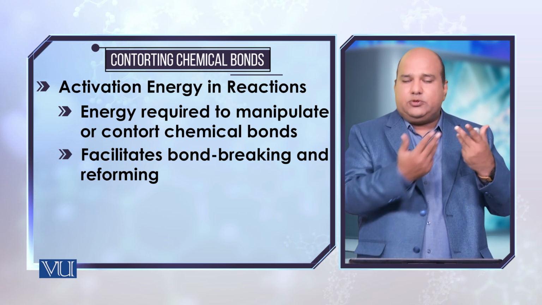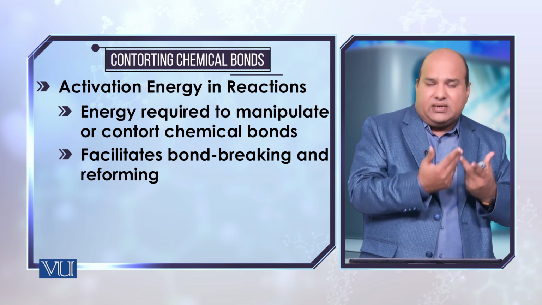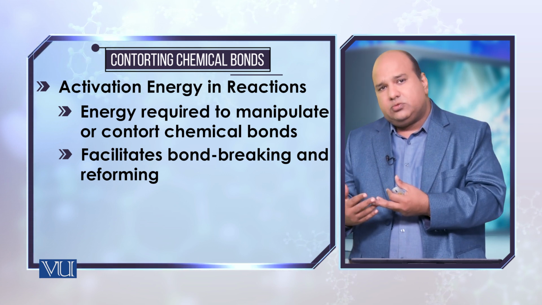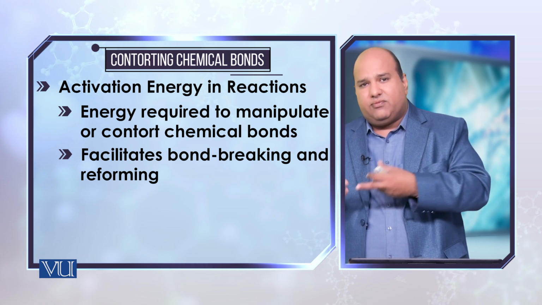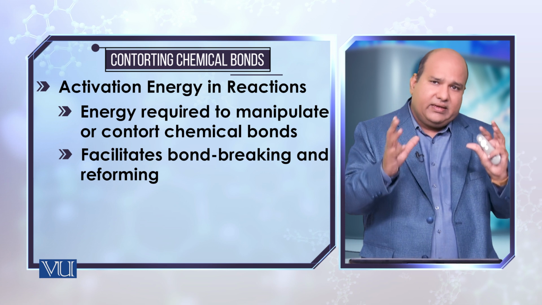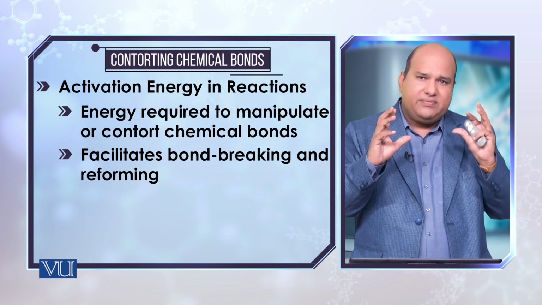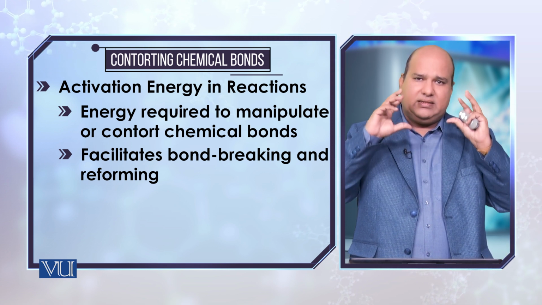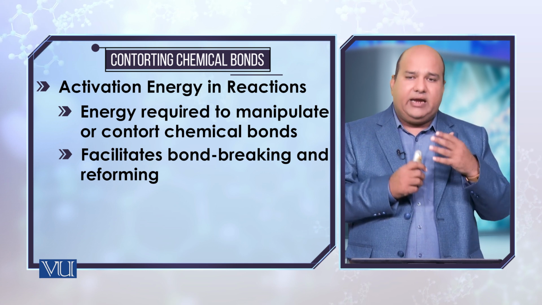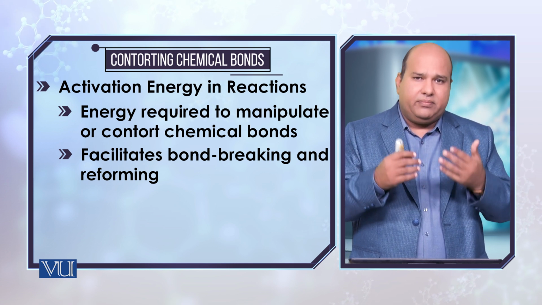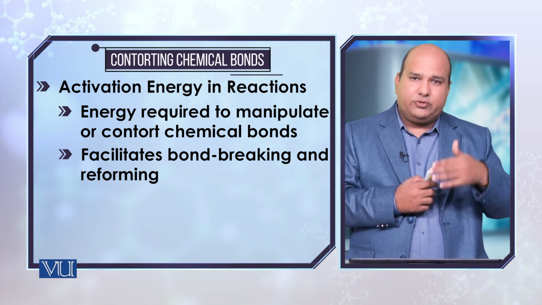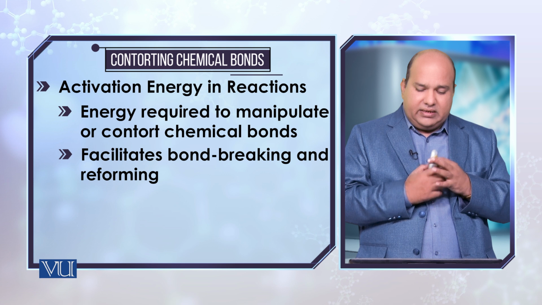Sometimes you have a reaction in which you have to break the chemical bonds, for example, hydrolysis of ATP, and sometimes you have a reaction in which you have to make the chemical bonds, for example, formation of ATP from ADP. So the enzymes in this way make it possible that the chemical bonds are formed or broken in the best possible way. And of course, they do it in one of the most effective ways, that they lower, as I have already told you, the activation energy.